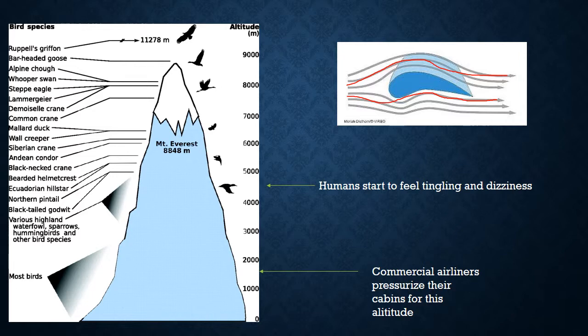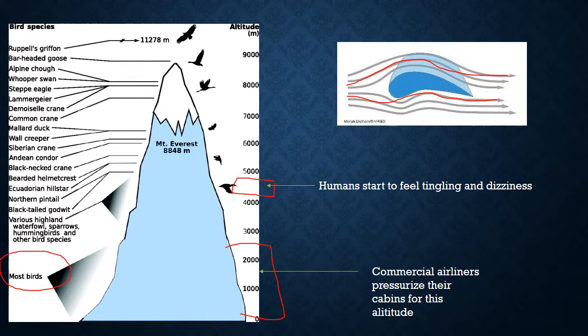So just wanted you to look at some of these altitudes. Most of our birds are going to be down here in this zone right here. And that's also where commercial airlines pressurize their cabins for this particular altitude, 0 to 2,000 meters. But there are some birds that can fly higher. Humans start to feel dizziness right here around 4,500 meters.